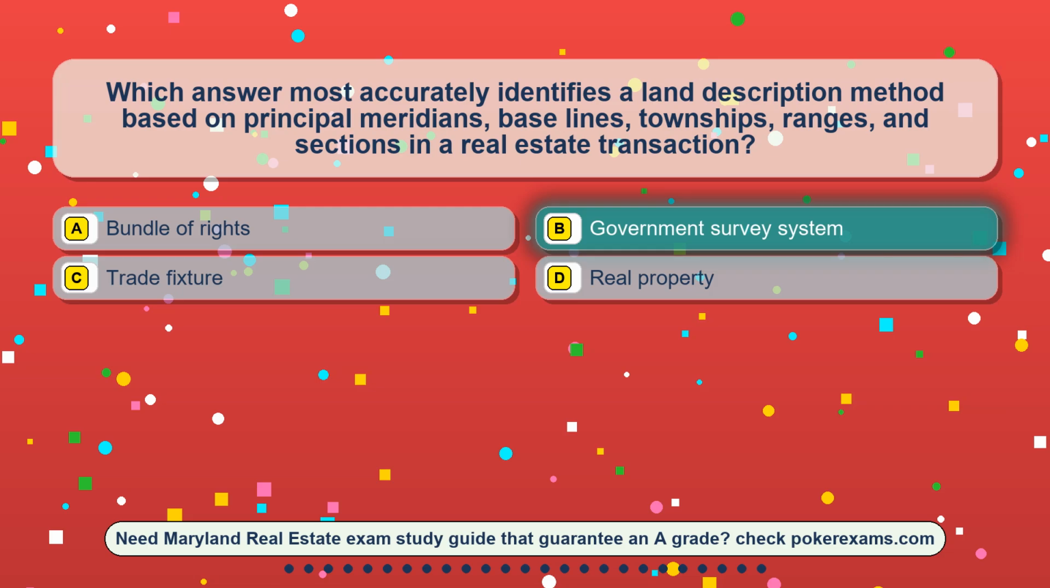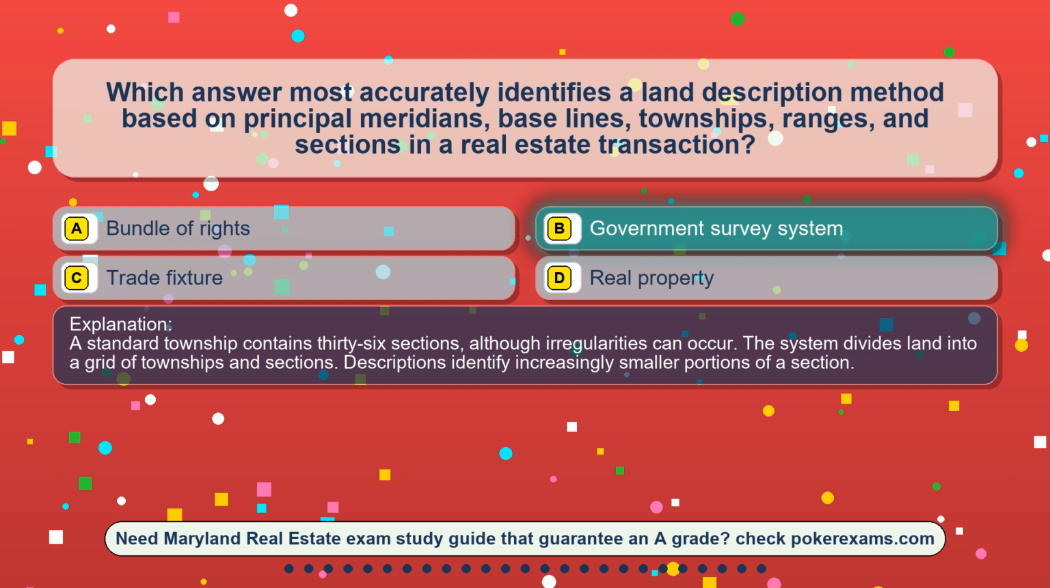The correct answer is option B, government survey system. A standard township contains 36 sections. Although irregularities can occur, the system divides land into a grid of townships and sections. Descriptions identify increasingly smaller portions of a section.